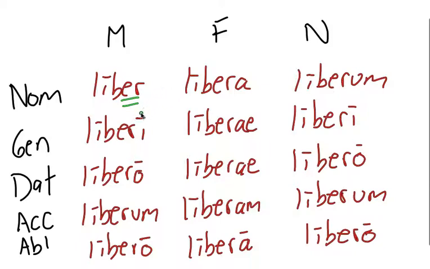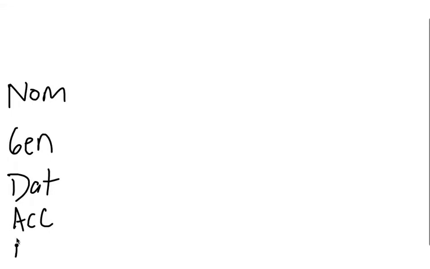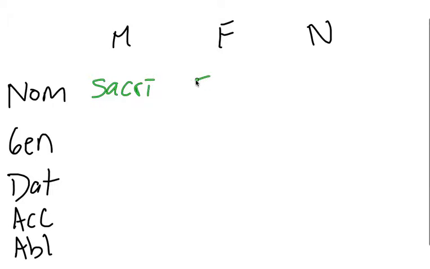Now I'm going to give you an example of a plural adjective. This time we're going to set up our 5 cases again, with masculine, feminine, and neuter. This time we're declining in the plural, and I'm going to use the adjective sacer, which means sacred. So sacri, sacrae, sacra in the neuter. Remember, sacer drops its E.